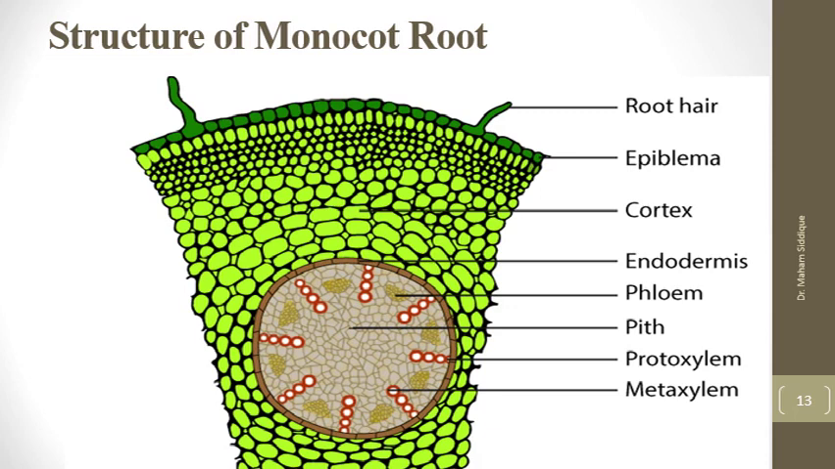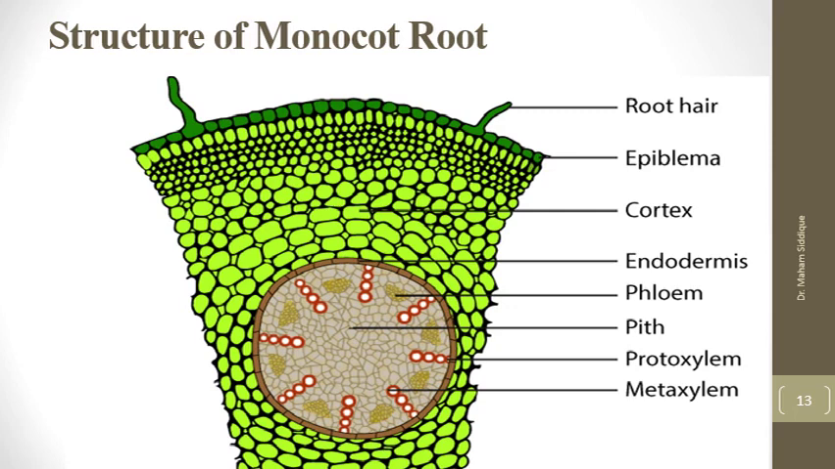After pericycle, vascular strands are present. They are in the form of several, eight or more, as seen in this diagram. 1, 2, 3, 4, 5, 6, 7, 8. Alternate and radial xylem and phloem bundles. These are phloem bundles and these are xylem bundles. We can see these are alternate to each other.